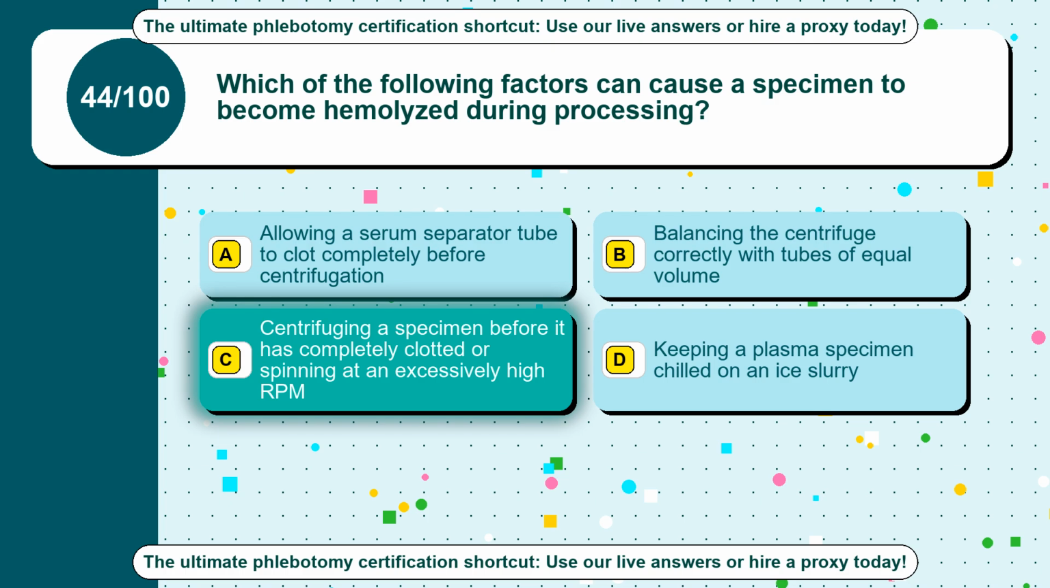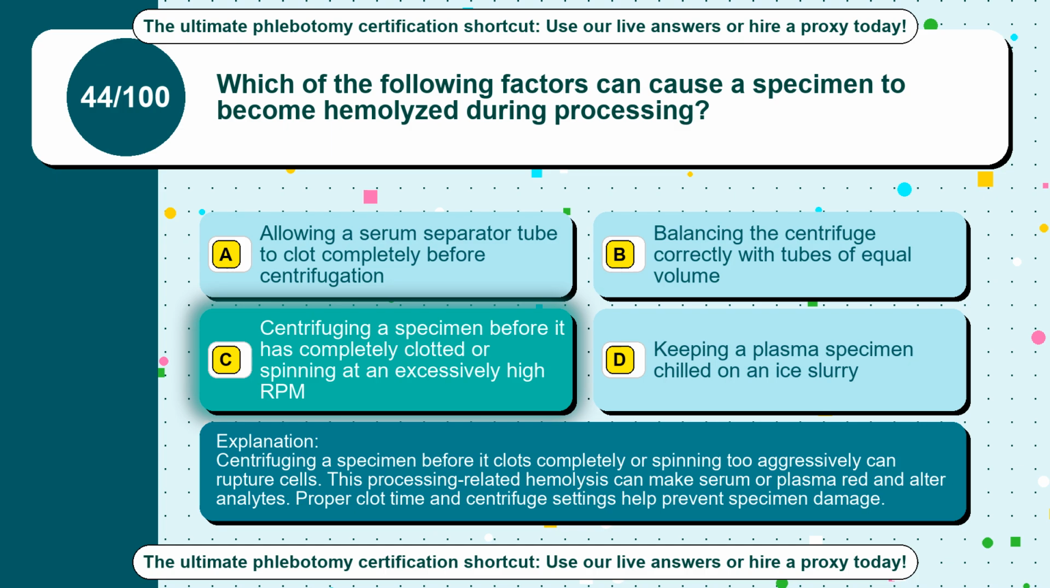RPM. Centrifuging a specimen before it clots completely or spinning too aggressively can rupture cells. This processing-related hemolysis can make serum or plasma red and alter analytes. Proper clot time and centrifuge settings help prevent specimen damage.